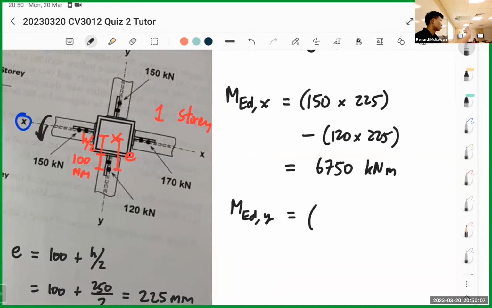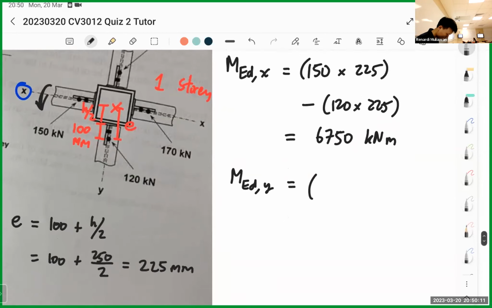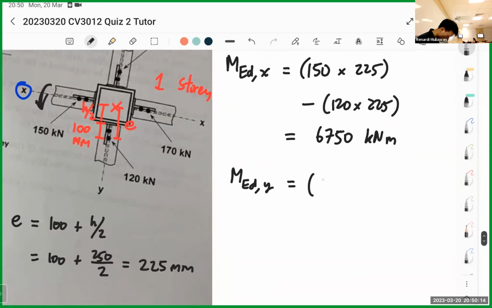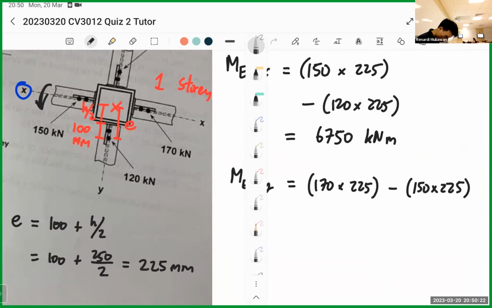MEDY is, since this is a square hollow section, the eccentricity everywhere is the same. So in this case, it's just 170 times 225 minus 150 times 225, which is 4,500.